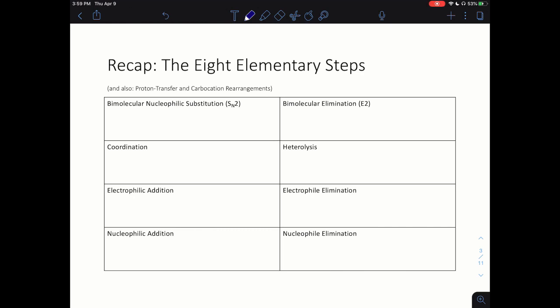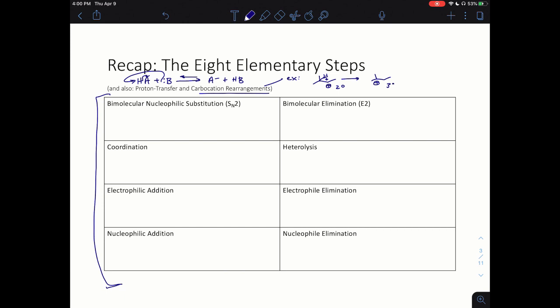Also, there's proton transfer and carbocation rearrangements that are not listed here. Of course, we know proton transfer. You have a Bronsted-Lowry acid and a Bronsted-Lowry base. The Bronsted base accepts the proton. The Bronsted acid donates it, generating the conjugate base and then the conjugate acid of base B. A carbocation rearrangement, an example of that, let's say you have a carbocation like this. It undergoes some hydride shift to make a more stable carbocation, so secondary to tertiary.